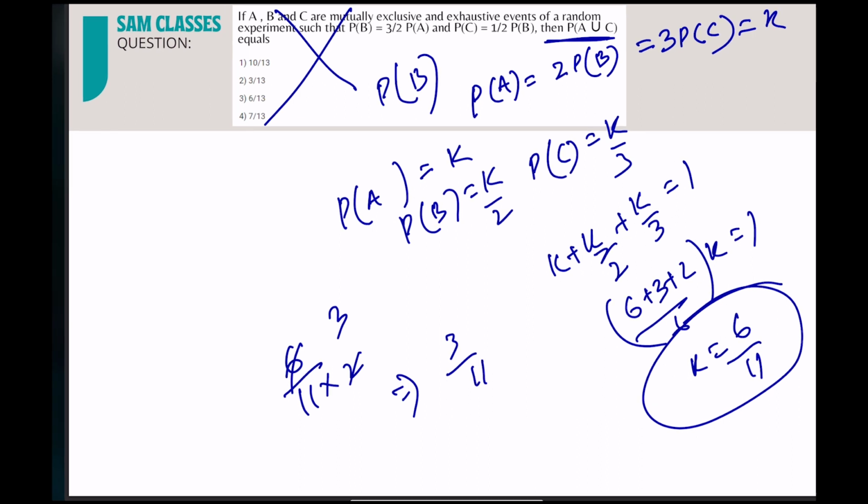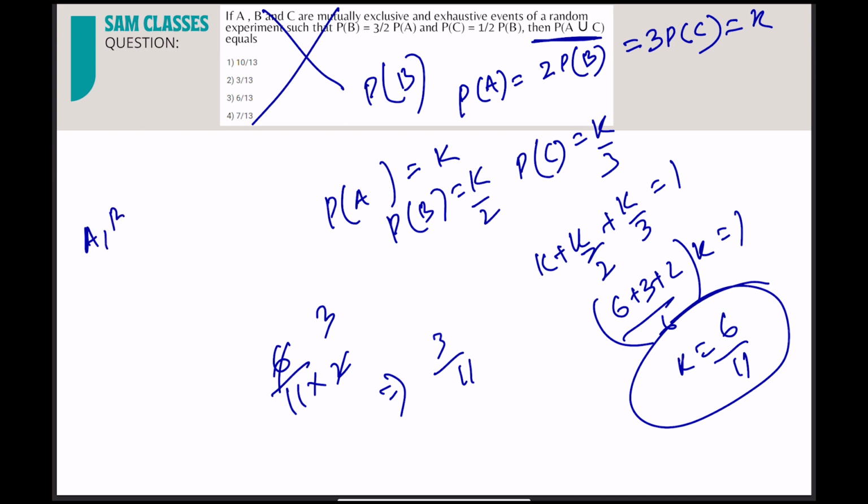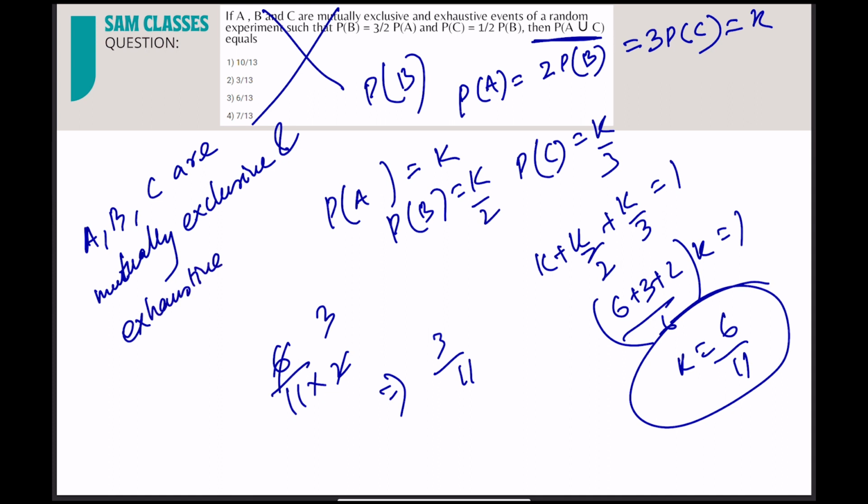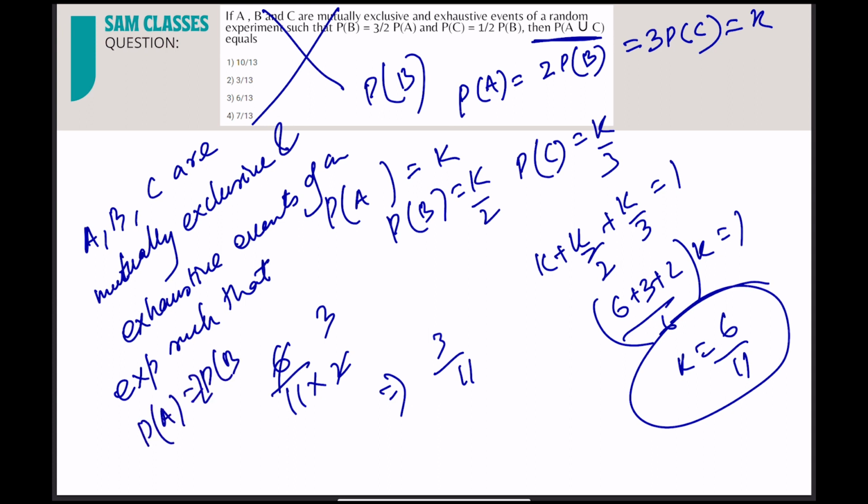Clear? So the question is A, B, C are mutually exclusive and exhaustive events of an experiment such that, printing mistake is there, P of A is equal to 2 times of P of B, and that is equal to 3 times of P of C. You have to find P of B. So this is the question. So A, B and rest is same.